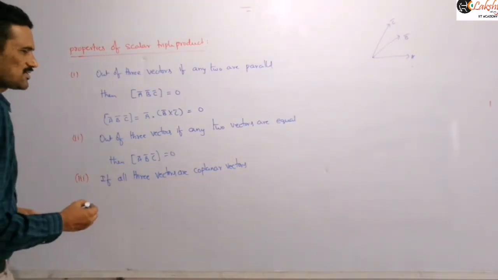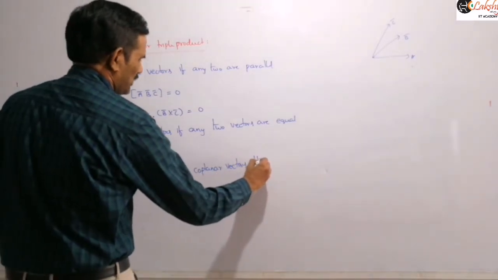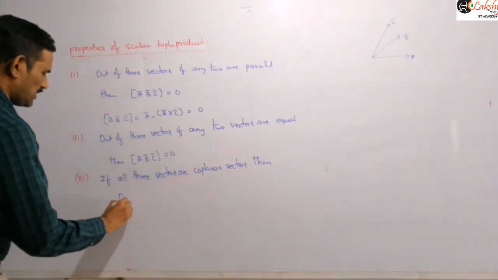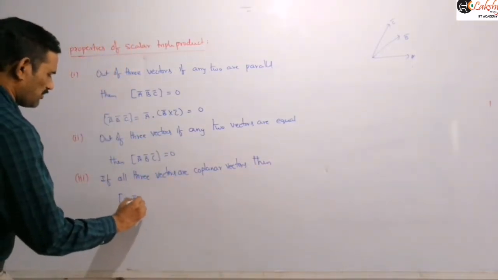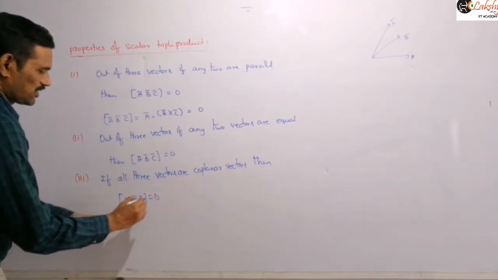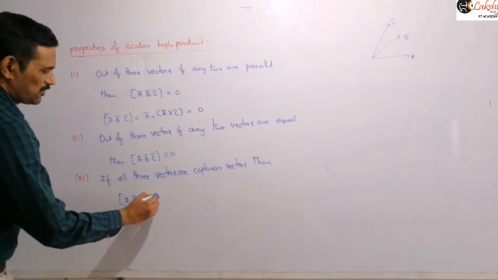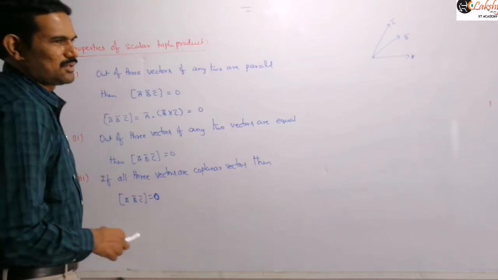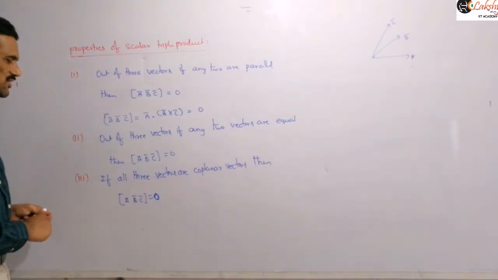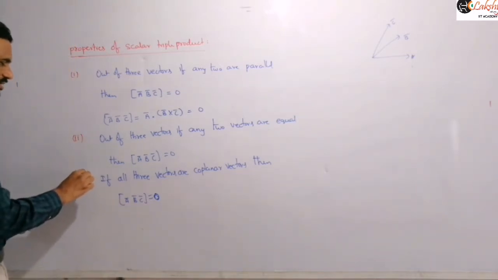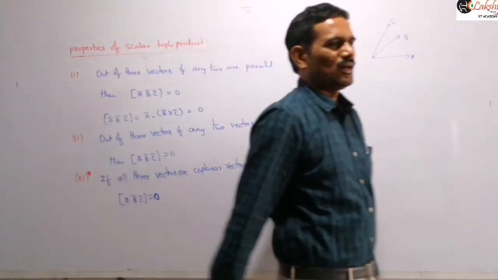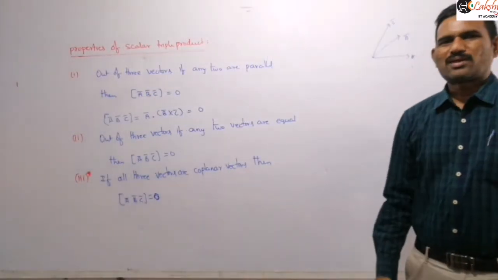If all the three vectors are coplanar vectors, then the scalar triple product A bar, B bar, C bar, this means scalar triple product, is 0. So this is the important property as I said. Actually because of this only we are discussing the scalar triple product. Otherwise there is no other use for scalar triple product in our physics.